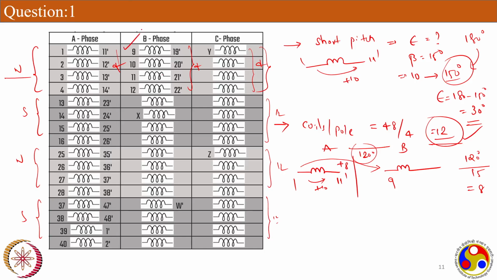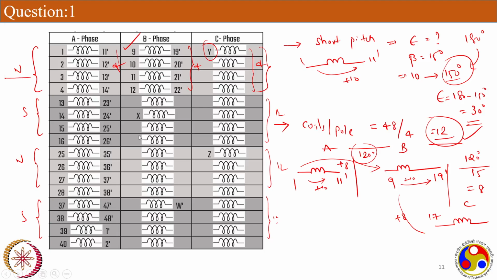So can you check it from the diagram? It's right. So A and B are following the 120 degree phase difference, and similarly if you see the 9 plus 10 here, it should be 19 dash, and that's okay. So already we have solved one question. See, it is Y here. So what will be the C phase starting? This is ABC. So 9 plus 8, that is the 120 degree displacement. It is 17. So that's how we have derived the initial parameters, whatever we know, just by looking at the winding diagram.